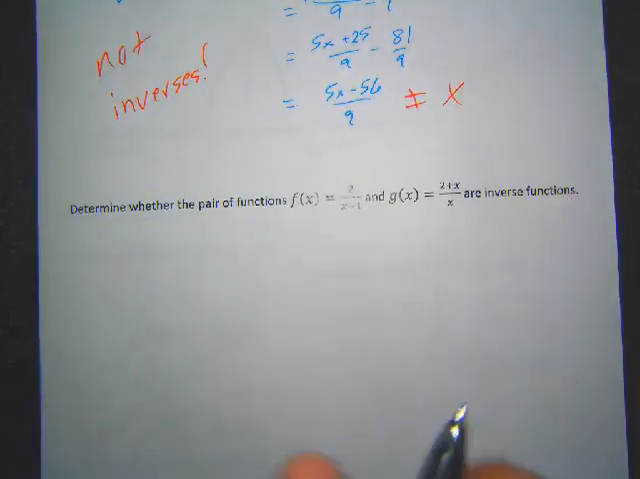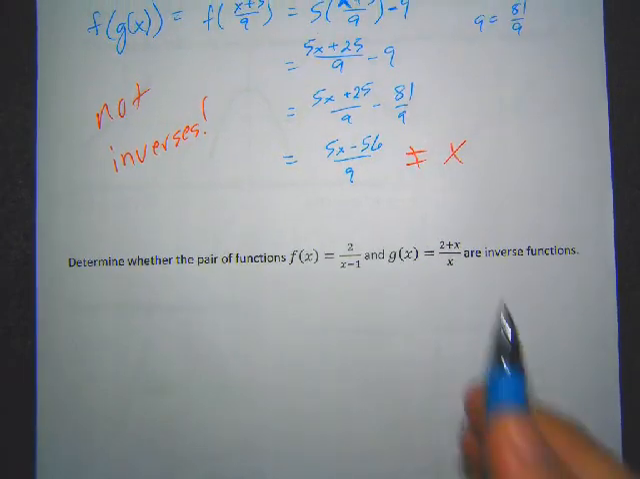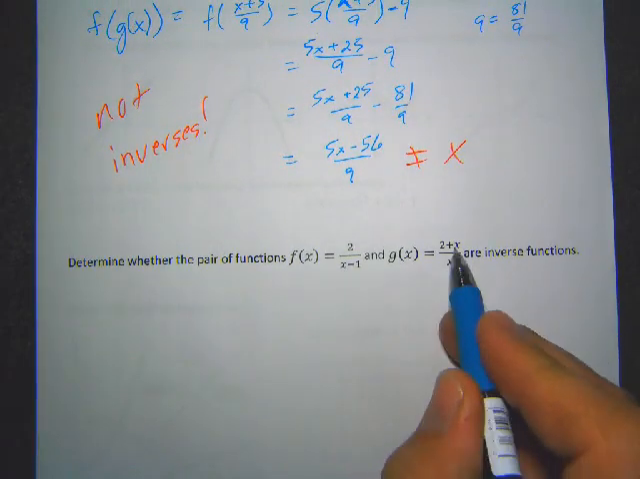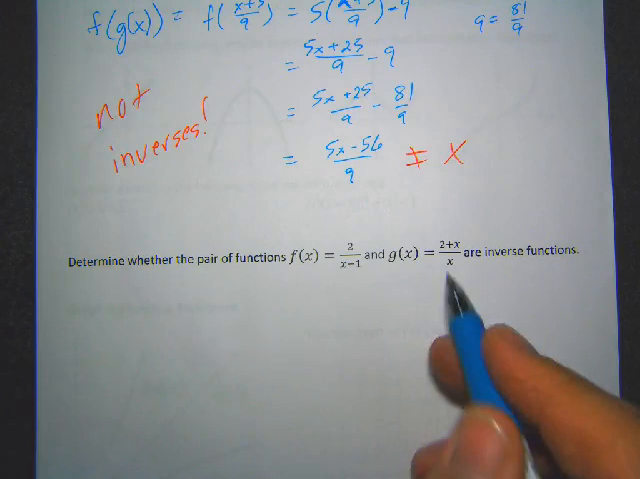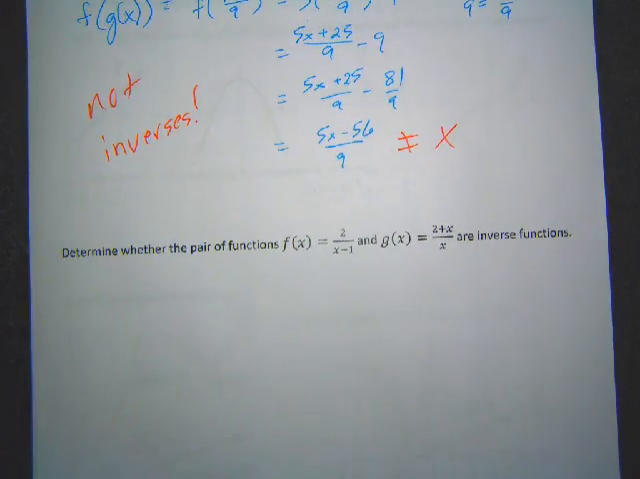Let's try one more set. Let's see if these ones are inverses. Again, they don't look like they might be, because here we have subtracting 1, adding 2, division on both. Like, I'm thinking maybe not. We don't know until we check. So let's check. Let's see what happens.